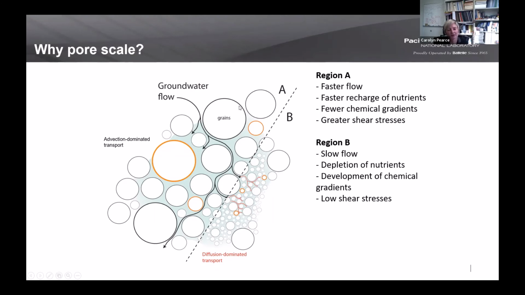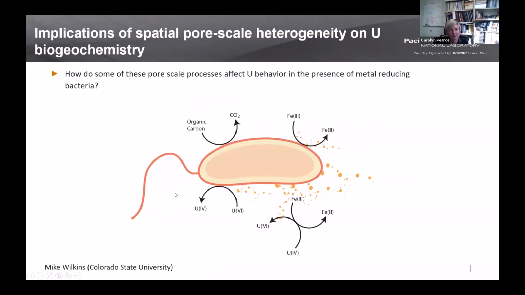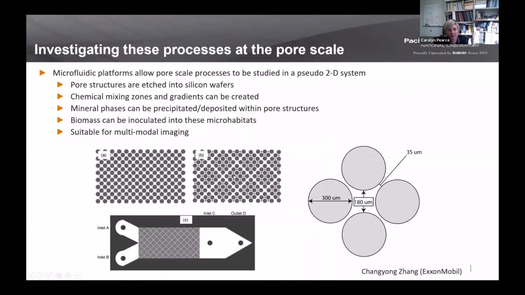So we wanted to understand how that's going to affect the interaction of radionuclides, and this study was done with uranium and materials in the subsurface, specifically minerals and microbes. And so we wanted to look at how pore-scale processes affect uranium behavior in the presence of metal-reducing bacteria. This is Geobacter sulfurreducens. This work was done by Mike Wilkins when he was at PNNL. He's now at Colorado State University.